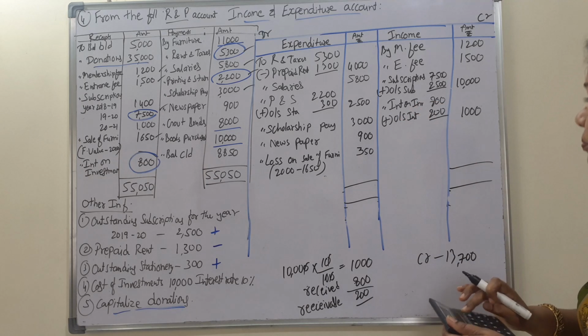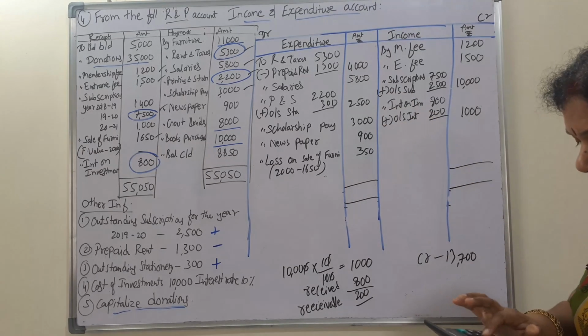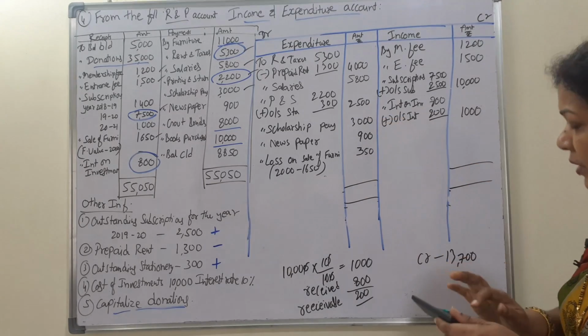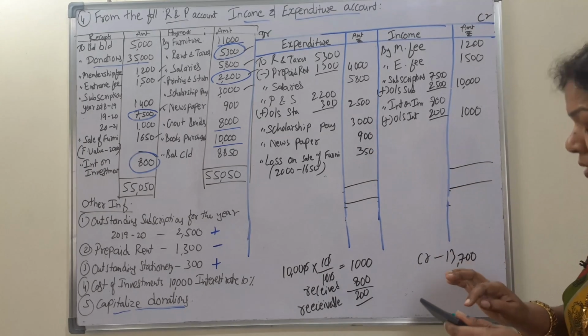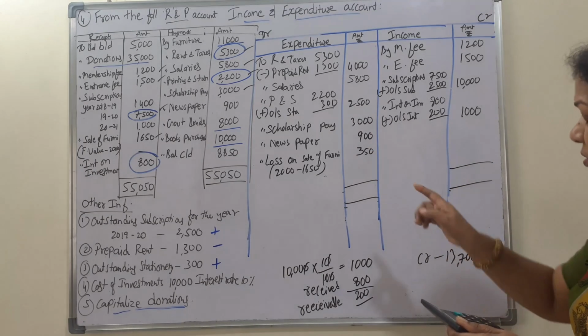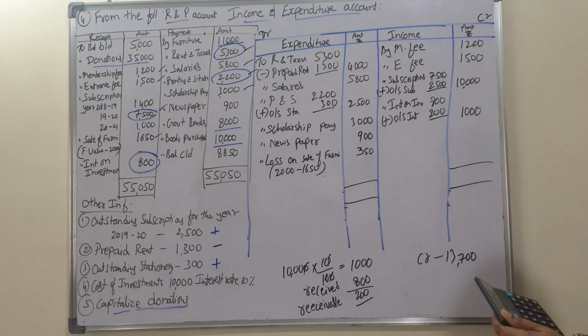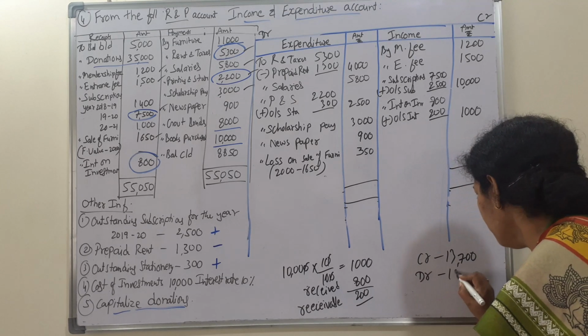4,000 plus 5,800 means 9,800, plus 5,500, plus 900 plus 350. It is 16,550. Debit side is 16,550.